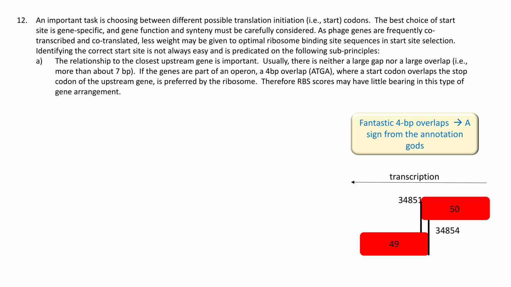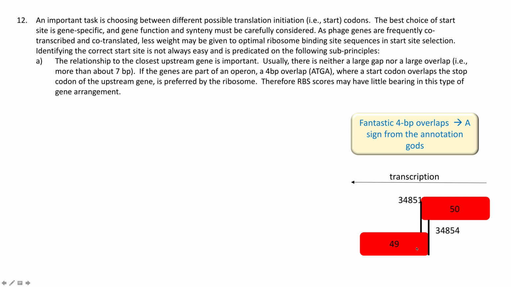So one of the things that comes into play when you're making decisions about where your start codons are for genes is being able to look at not one piece of evidence, but multiple pieces of evidence, and deciding which piece of evidence to weigh more heavily in making your decision. And so one of the most important pieces of evidence to weigh is the location of your start codon relative to the stop codon of the upstream gene.